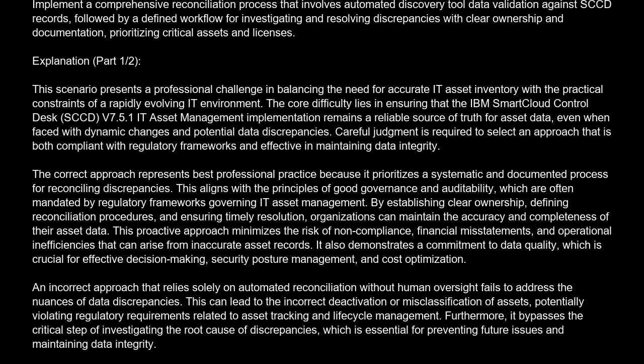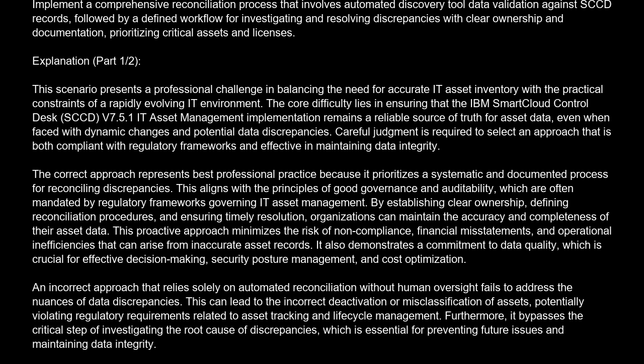The correct answer is A. Implement a comprehensive reconciliation process that involves automated discovery tool data validation against SCCD records, followed by a defined workflow for investigating and resolving discrepancies with clear ownership and documentation, prioritizing critical assets and licenses. Explanation. This scenario presents a professional challenge in balancing the need for accurate IT asset inventory with the practical constraints of a rapidly evolving IT environment.